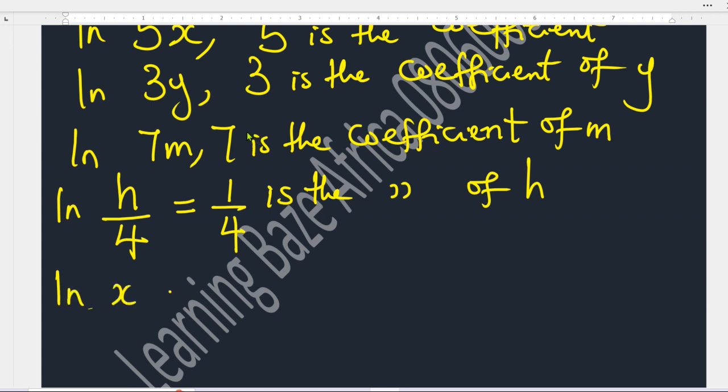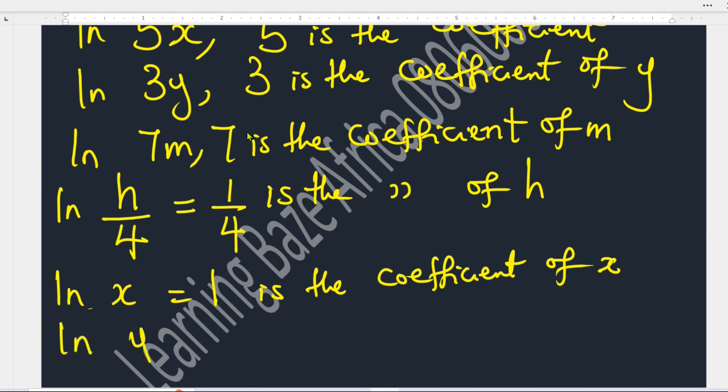Now, in x, 1 is the coefficient of x. Don't forget, when you have only x standing on its own, the number that is multiplying that term is 1. x is a term, y is a term, 3y is a term. Anytime you don't see a number beside a letter, it means 1 is multiplying the unknown. So in x, 1 is the coefficient of x. In y, 1 is the coefficient of y. I hope you got that.